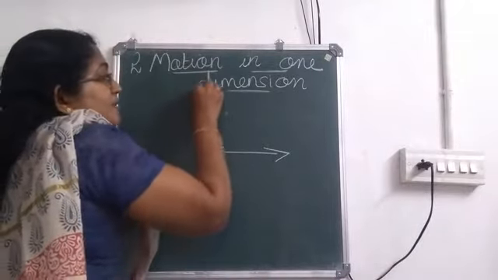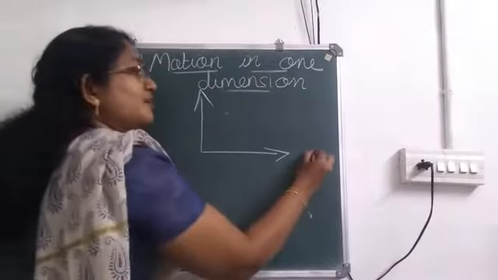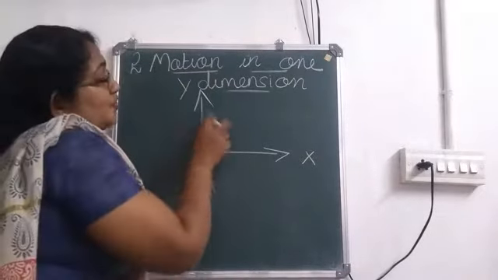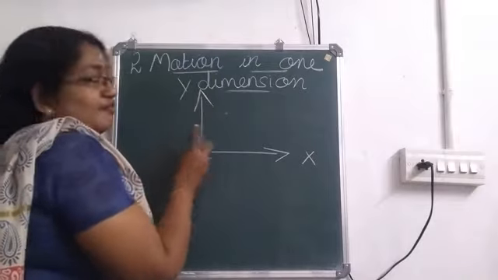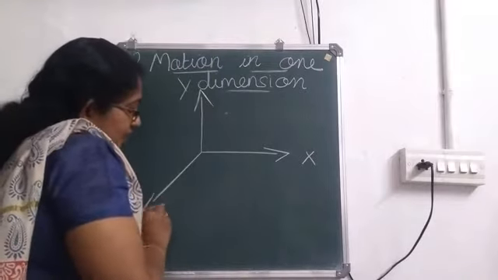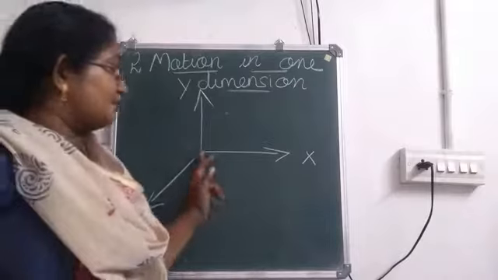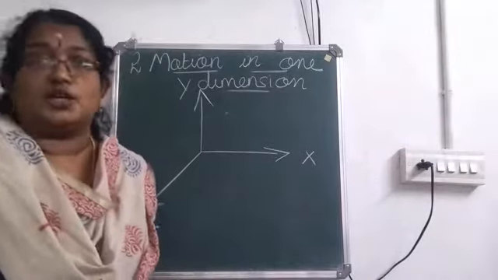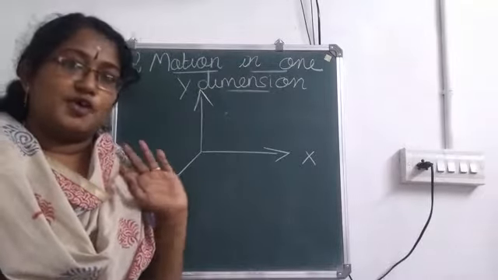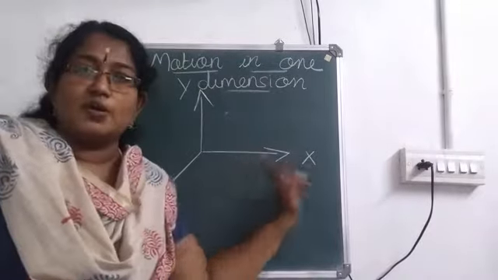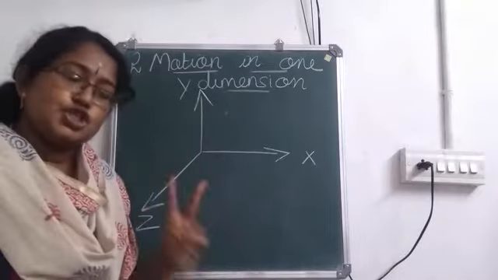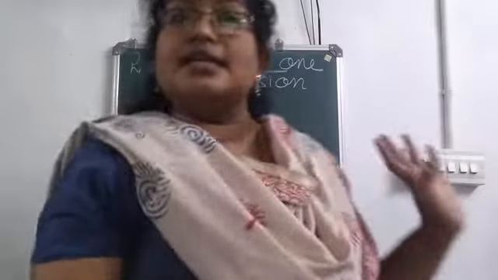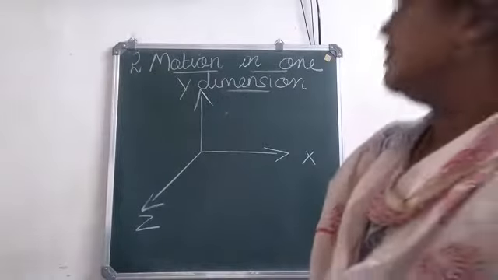If it is two-dimensional motion, you will consider, what is the name given for this axis? X-axis. This is Y-axis, isn't it? So for two-dimensional motion, we will be considering Y-axis also. And actually we have one more, that is Z-axis. So this will be considered in the case of three-dimensional motion. Okay. So what you have to remember? For one-dimensional motion, we will be considering only one axis. Two-dimensional, two. And for three-dimensional motion, we will be considering the three different axes, X, Y and Z.